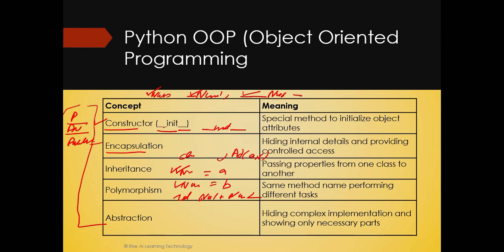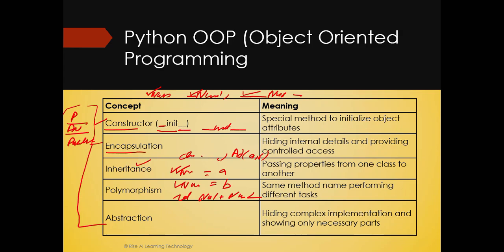You saw here also, this initialization and constructor method. This is a private method of the class itself. It starts with double underscore init. Fine. Next is inheritance.